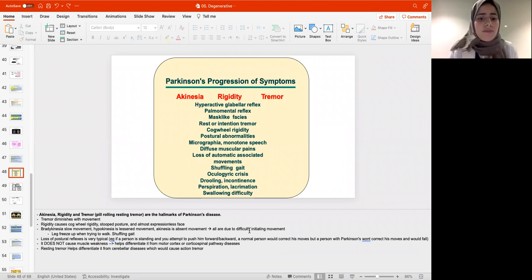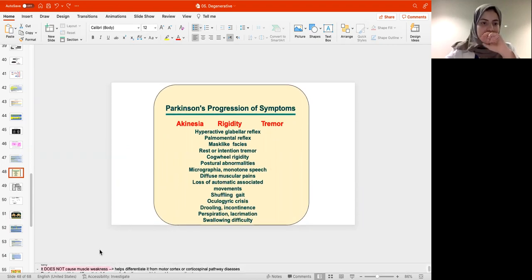You have the main three that they present with: akinesia, rigidity, and tremor. We said resting tremor. And then they could end up with what? During the end of their course, swallowing difficulty, incontinence, drooling, as it spreads and more areas get affected. Immobility, exactly. Something here that I want to mention: it does not cause muscle weakness, okay? Why doesn't it cause muscle weakness? Why does Parkinson's not cause muscle weakness? Can any of you guess?